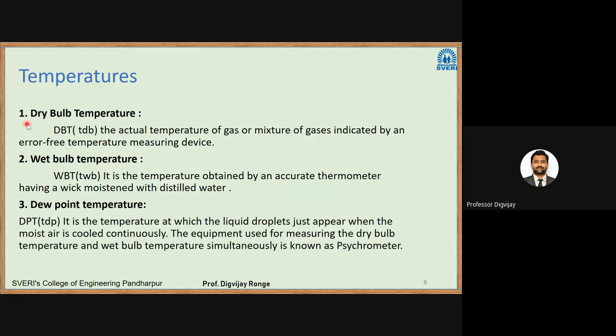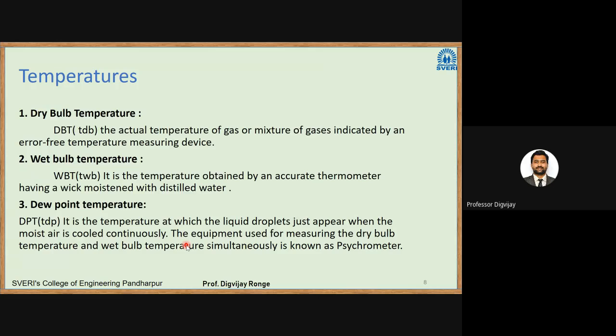Right. So that is about the dry bulb temperature and wet bulb temperature. The difference here is: this is about the dry air, and this is about the moist air. Third, here we have the dew point temperature. Dew point temperature is the temperature at which the liquid droplets just appear when the moist air is cooled continuously. So I have told you about the condition of saturated air.